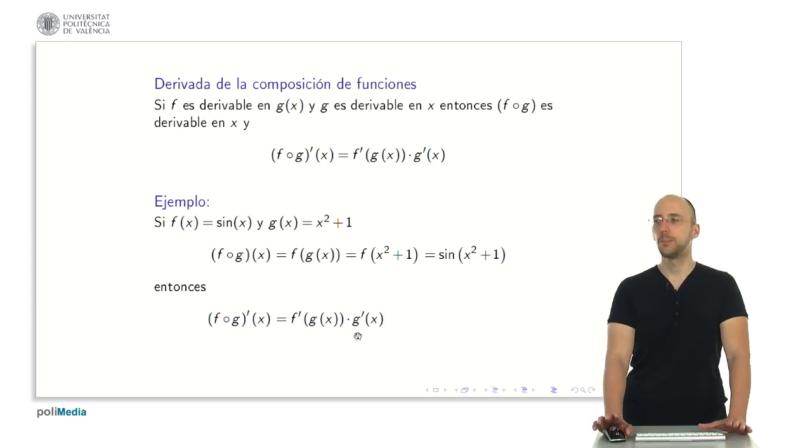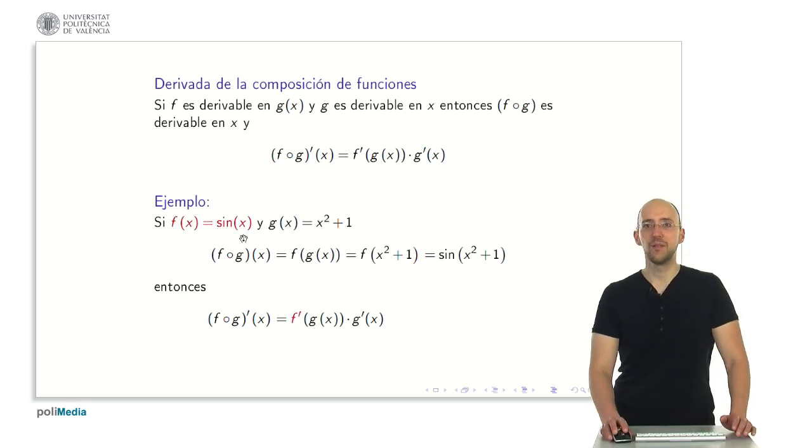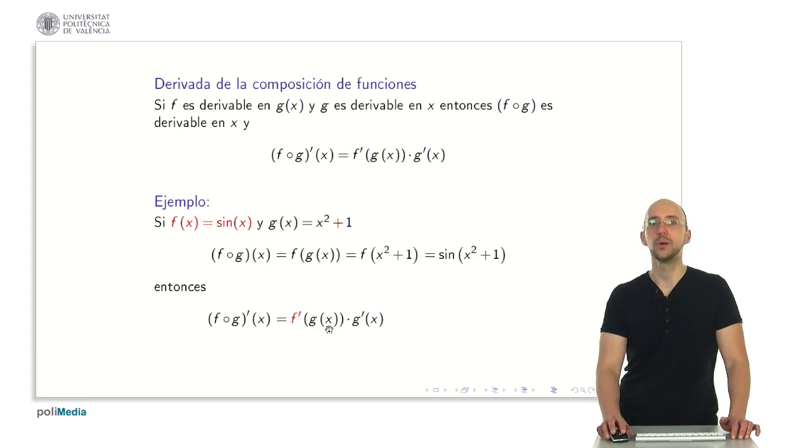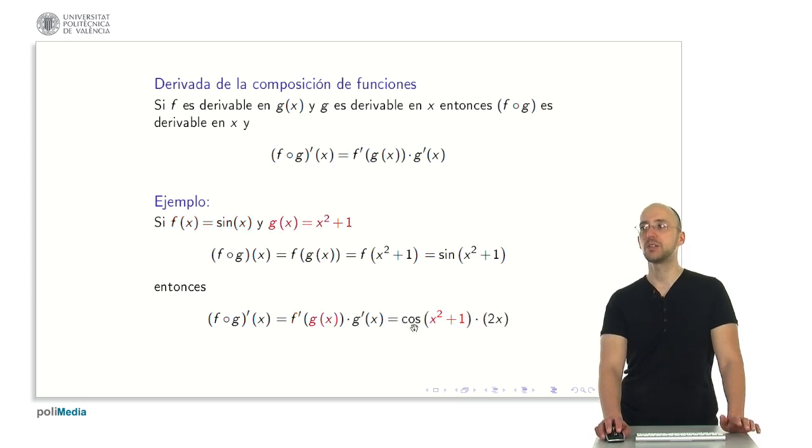Let's go step by step. What is f prime? If f is sine of x, f prime would be cosine of x. What happens is that it's evaluated not in x, but in the function g of x without differentiation. That means I would write something like this. The derivative of sine is cosine, and instead of putting x, I substitute it with the function g of x, which is x squared plus 1.